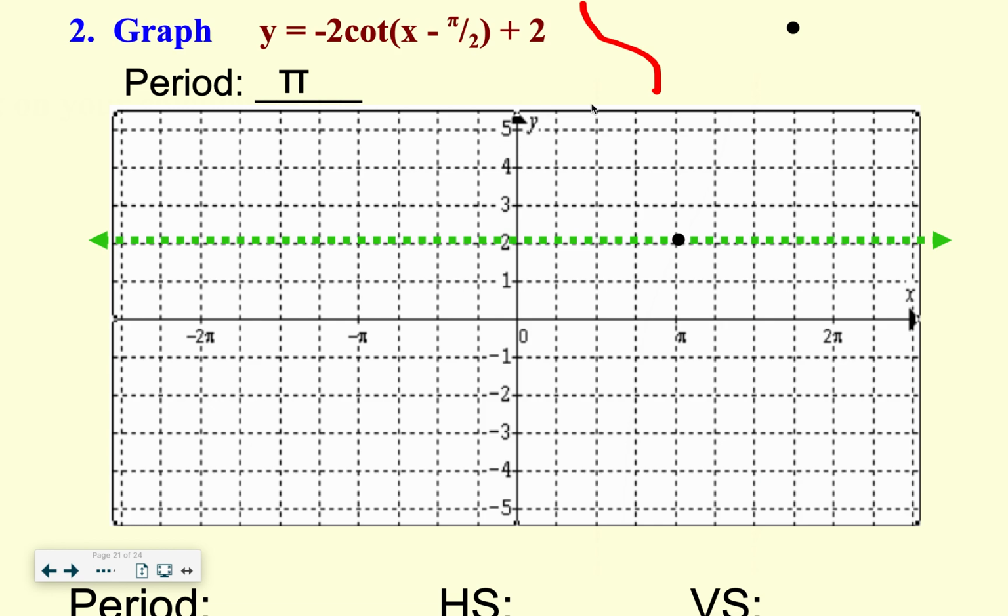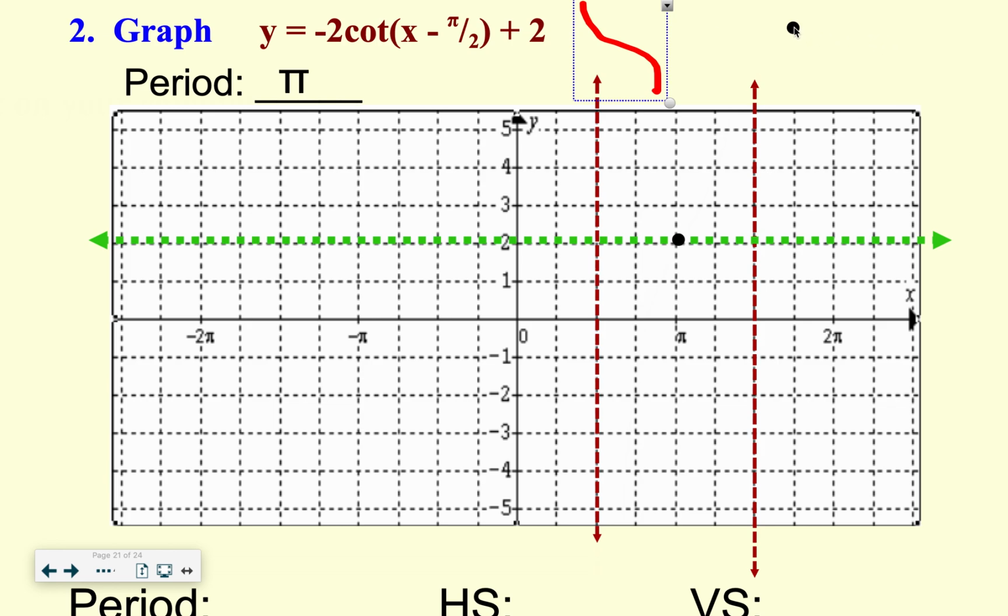So now my asymptote's going to be at pi over 2 and 3 pi over 2 instead of 0 and pi. So I'm going to kind of box that in. So here's my cotangent cycle. Now again, normally cotangent does this, but it's reflected.